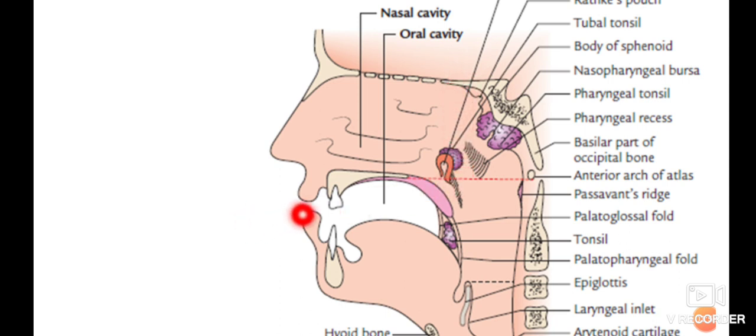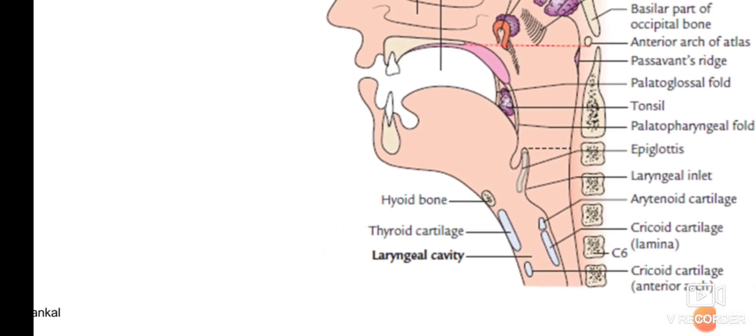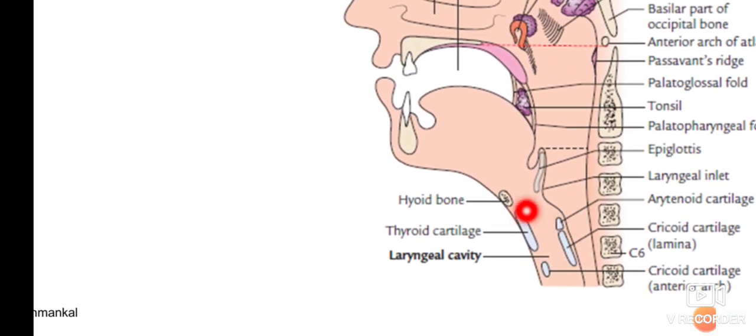This is the oral cavity, the mouth. Behind the oral cavity you can see the oropharynx. That starts from this line till this. That's the oropharynx. Now this is the larynx that comes in front of the laryngopharynx. This is another tube that comes in front of the vertebral column. So the part of the pharynx that comes behind this is the laryngopharynx.